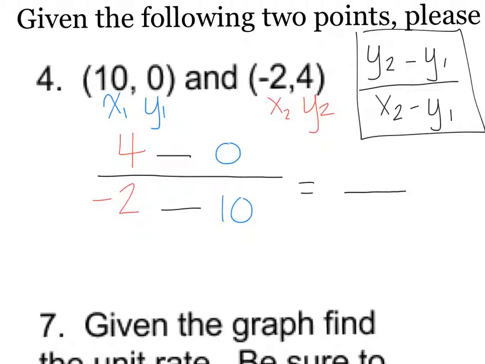4 minus 0 is 4. In your calculator, you need to push -2 minus 10. You're going to get -12. Always, always, always check your calculator to see if you need to simplify, and you do. What do you get when you simplify that fraction? -1/3.